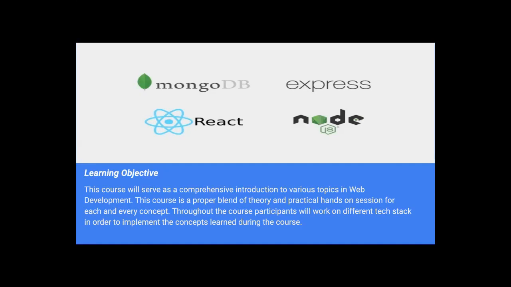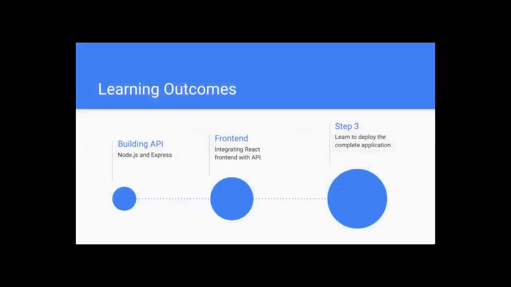a MERN stack developer. So the outcome of this course will be that you will be able to build your own APIs using Node.js and Express. You will be building a front end and connecting it to the APIs that you have built. And our front end is going to be in React. And once we are done with this, we will make our code live and see it running up there on the internet itself. So that's about what our course has to provide.